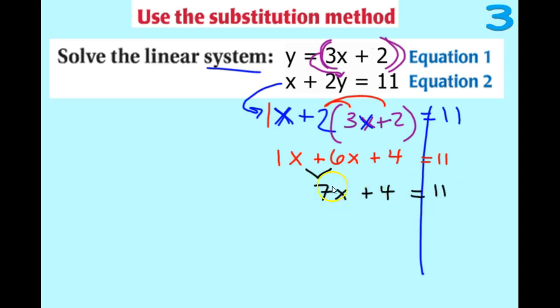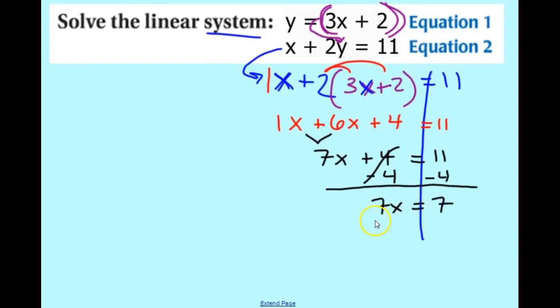And then get x all by itself, get rid of your addition and subtraction. Subtract 4. So we have 7x. And 11 minus 4 is also 7. That works out nicely. Better numbers this time. And then divide by 7. x equals 1.